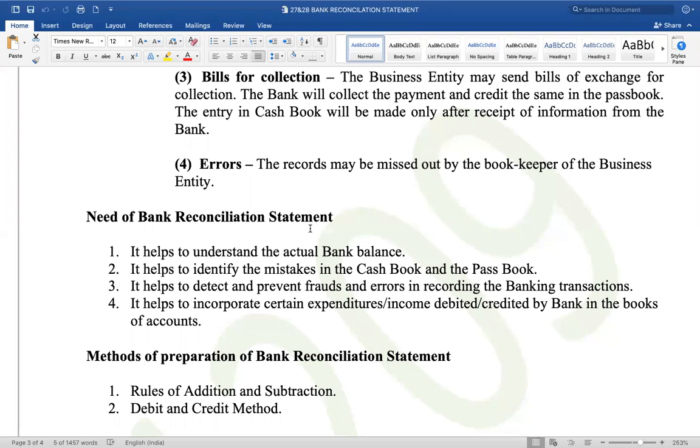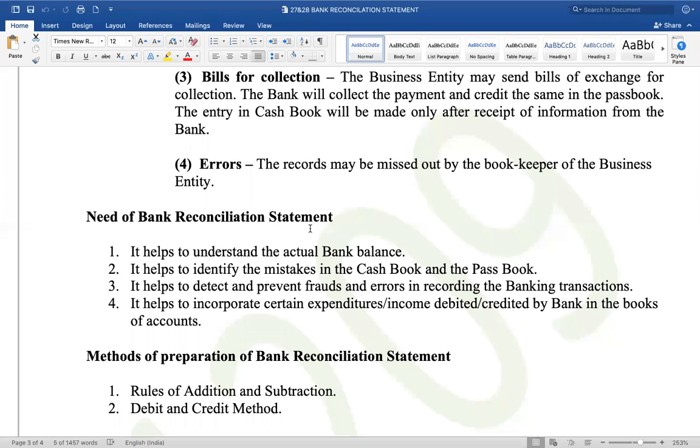So now look at this. The business entity may send bills of exchange for collection. Yes, it is sent. The bank will collect the payment and credit the same in the passbook. The entry in the cash book will be made only after the receipt of the information. Okay. Look at this one. The bill is sent. The bill is not money. The bill is not a check. Therefore, the cashier doesn't record. The bill is sent for collection and the banker on your behalf collects.